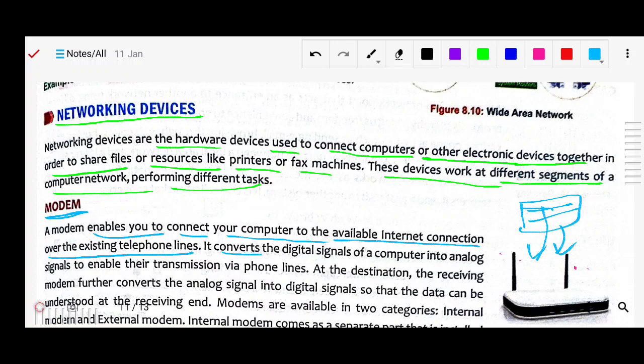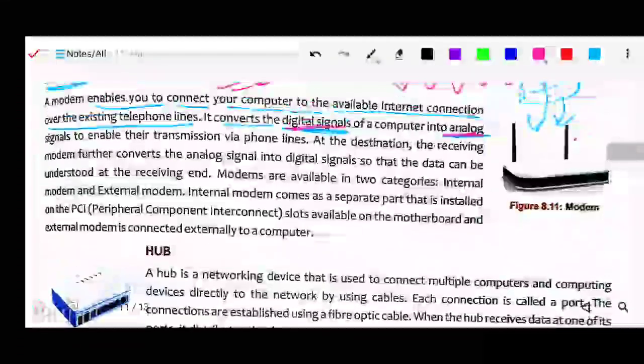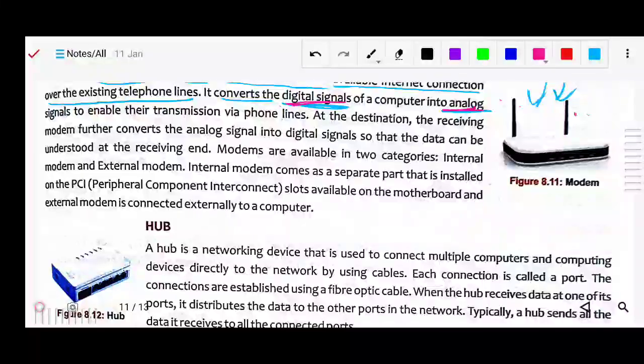Its function is that it converts the digital signal of a computer into an analog signal. The digital signal graph is like this, and the analog signal graph is like this. Actually this is a combination of digital 0 and 1. So the main purpose of the modem is converting the signal, and it converts digital to analog.